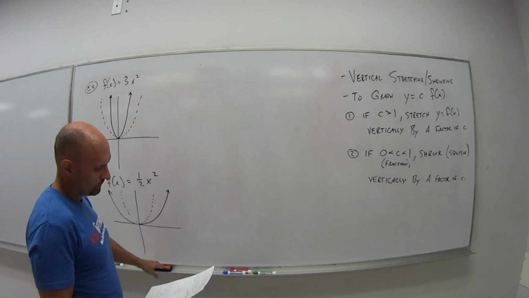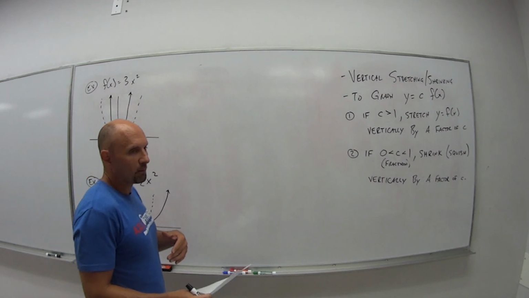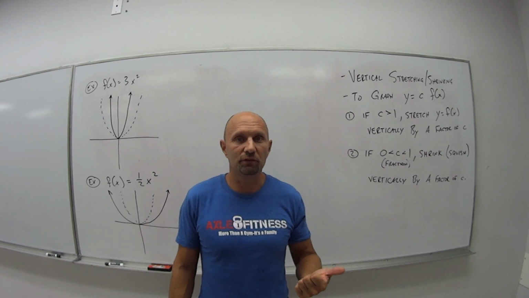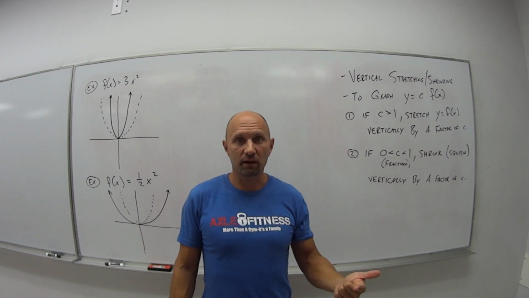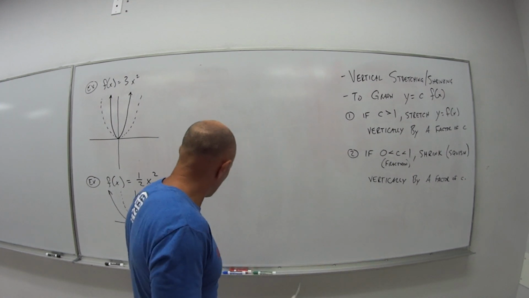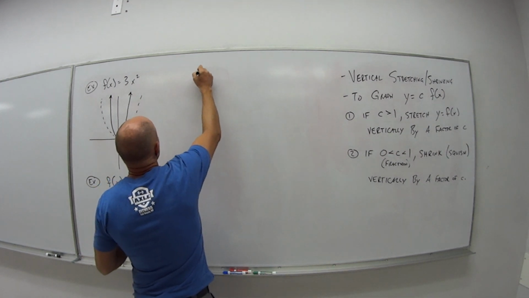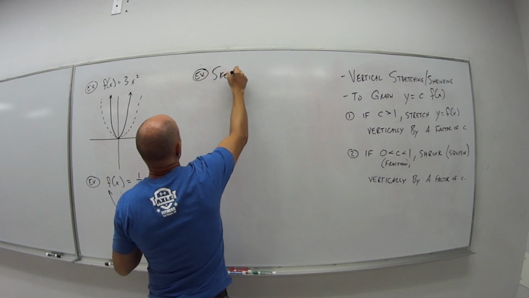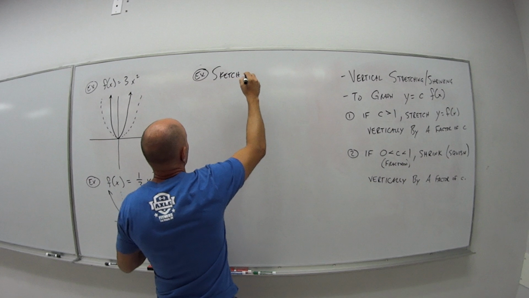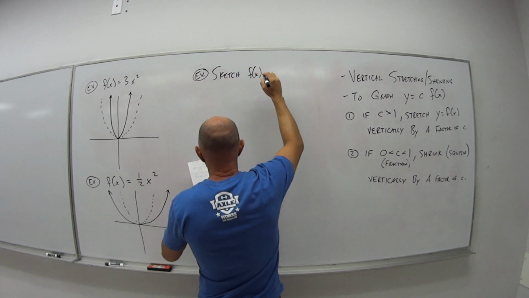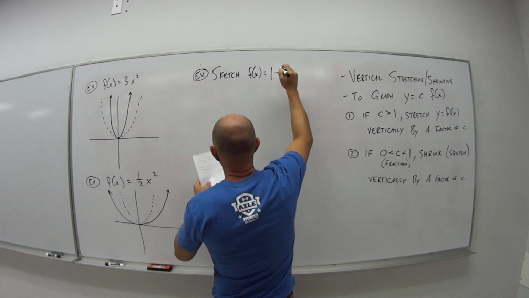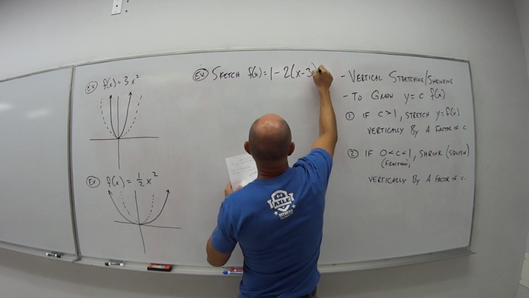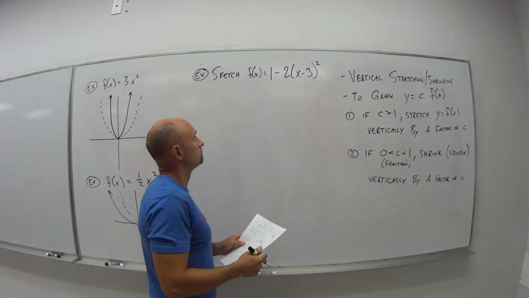So now, let's combine everything we know so far. So what do we know? We know vertical and horizontal shifting. We know reflecting. We know shrinking or stretching. So let's say we want to graph, I'm going to start saying sketch because it's not exactly to scale, so it's just a sketch, f of x is equal to 1 minus 2 times x minus 3 squared.